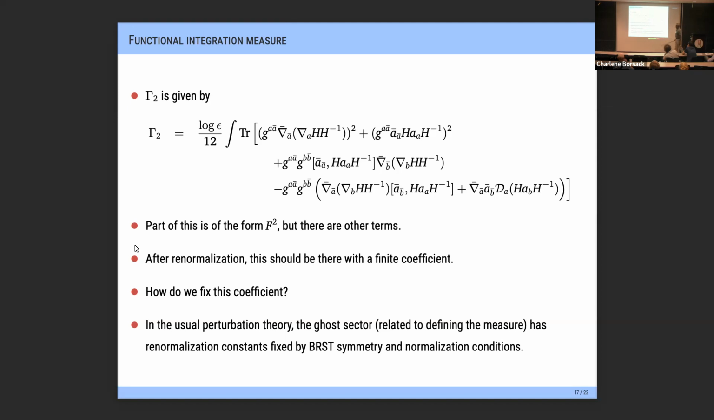In usual perturbation theory, if you compare with similar questions there, remember, defining the measure in the usual perturbation theory has to do with the ghost sector of the theory. There, of course, there are renormalization constants, but you can fix it by BRST invariance and then using some normalization conditions. Okay. What would be the analog of that here? That's not entirely clear to us, actually. But it should be possible.